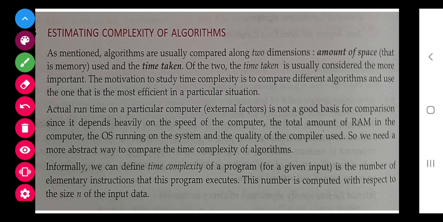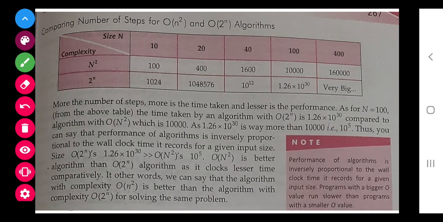Because external factors depend upon the speed of the computer, how much RAM is there, which OS is used, and the quality of the compiler. We do not know on which computer the program we create is going to run. So we cannot say much about the external factors. We can only work on the internal factors that I told you about in the introduction also.